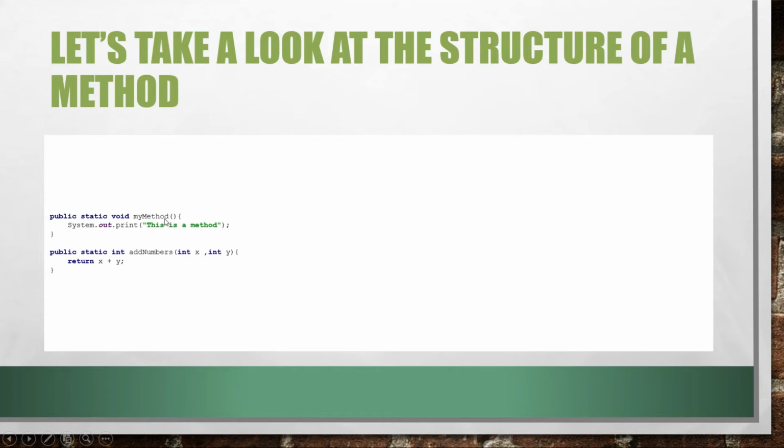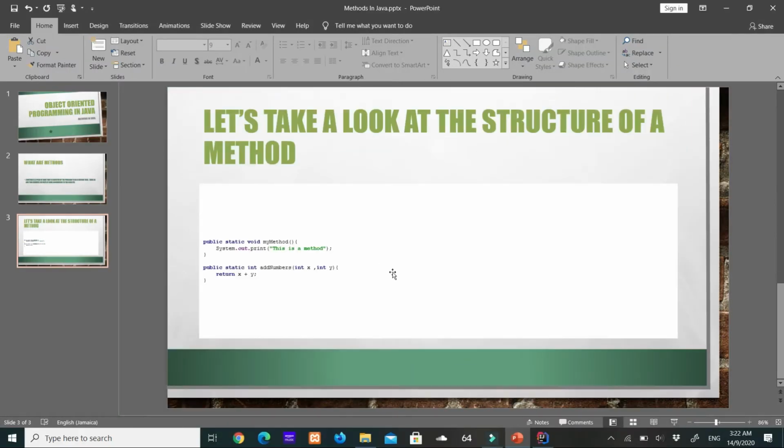But for myMethod, since we didn't specify any parameters inside of this parentheses right here, what we're basically telling Java is that this method doesn't need any additional information in order to run. So let's take a look at the two methods inside of our IDE.